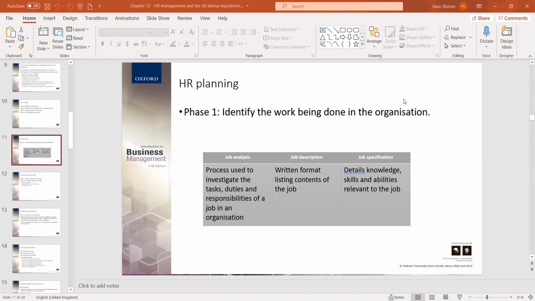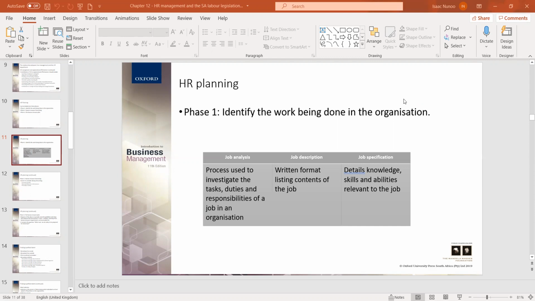So when we talk about the work to be done, we must look at three main aspects. That is the job analysis, which generates two outcomes, a job description and a job specification. These are three important aspects which need to be understood when we identify the work to be done in an organization.